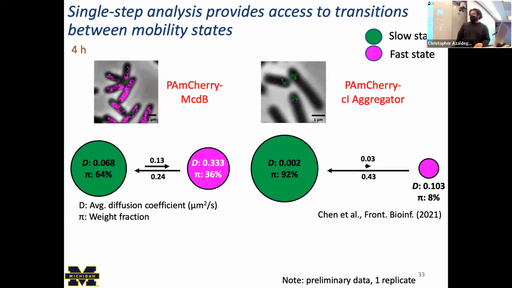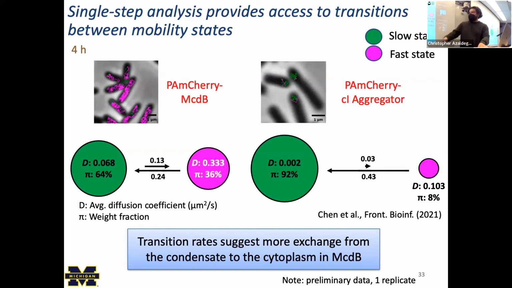But again, this is some preliminary data, and we're repeating these experiments and measurements to further validate these very exciting initial results. So like I said, these transition rates suggest more of an exchange from the condensate to the cytoplasm in mCDB, consistent with these characteristics of liquid-like membraneless organelles.